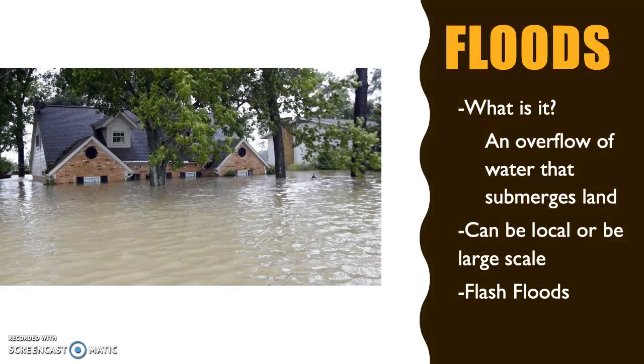Floods. I'm sure we're all familiar with floods, but what is the actual definition? Flooding is when there's an overflow of water that submerges land that is usually not covered with water. Floods can happen locally, such as in your backyard, or large scale, such as covering cities. The type of flood that can be extremely dangerous is flash flooding. This type can develop in just a few minutes without visible signs of rain.